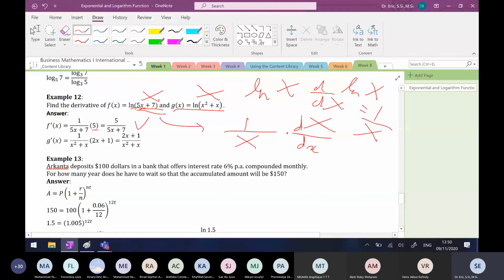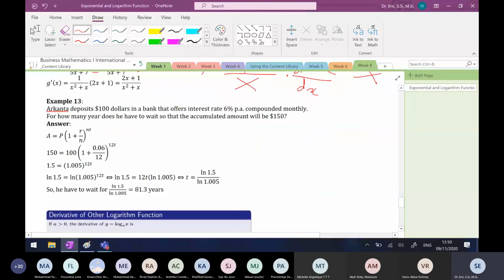Okay, and the last example. Don't forget, when we are dealing with logarithm, we are dealing with finding the exponent. Here is the application. Arcanta deposits $100 in a bank that offers an interest rate of 6% per annum, compounded monthly. For how many years does he have to wait so that the accumulated amount will be 150?